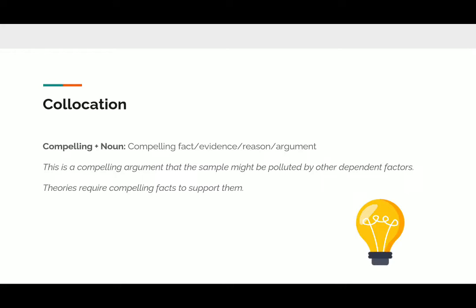So the collocation of compelling is usually compelling plus noun. So you can say it's a compelling fact, a compelling evidence, compelling reason, or compelling argument. So there are two sentence examples given here. One is, this is a compelling argument that the sample might be polluted by other dependent factors.